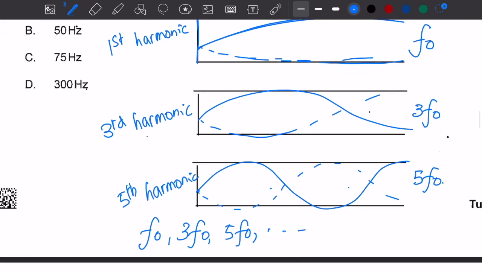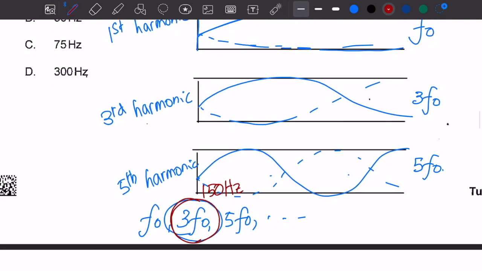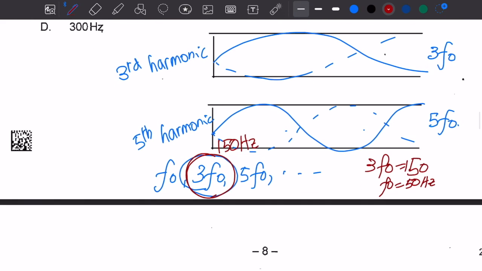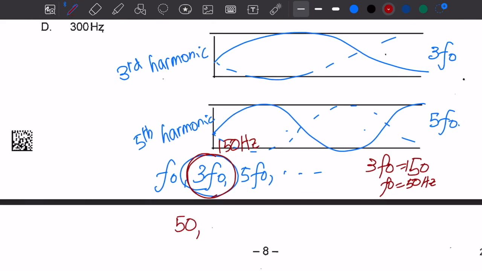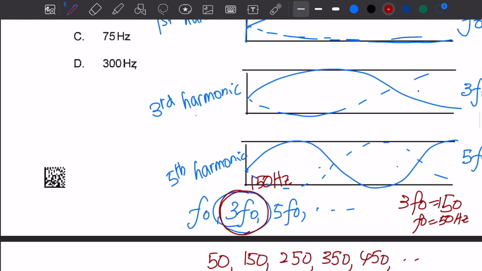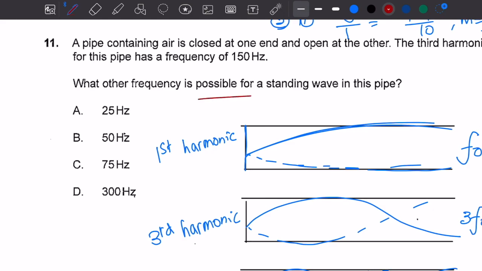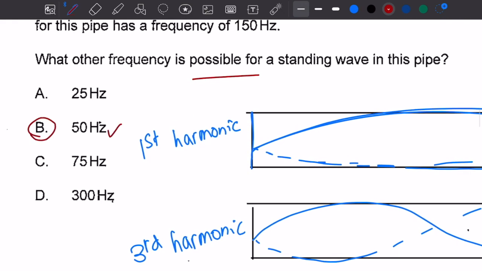They tell you the second situation number is 150 hertz. What does it mean? If 3f0 is 150, f0 must be 50 hertz, right? So what are the frequency numbers here? It must be 50, 150, 250, 350, 450, that is 1, 3, 5, 7, 9, in that pattern, right? So they ask which one is possible. 50, yes, answer is B. 25 not possible, 75 not possible, 300 not possible.